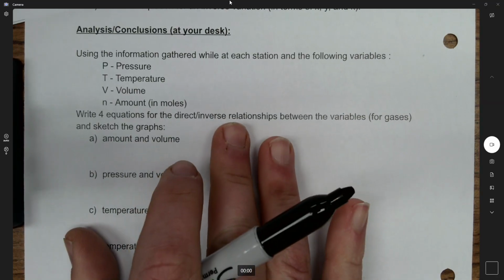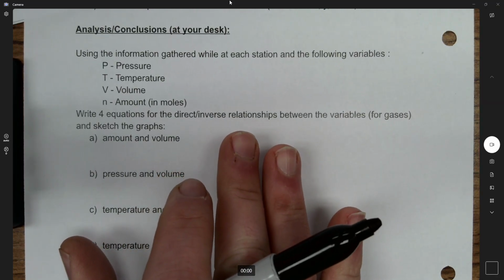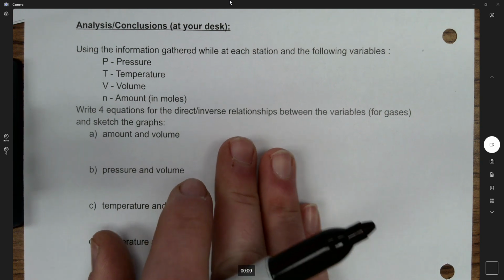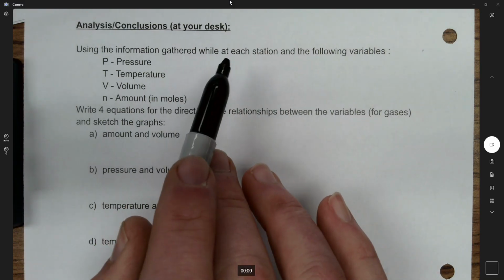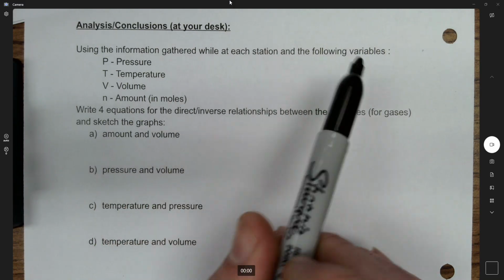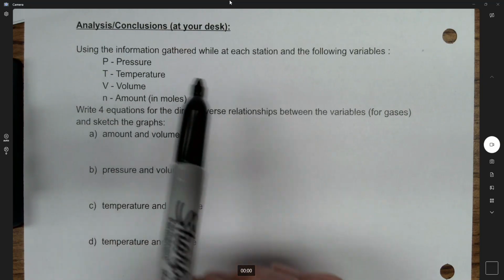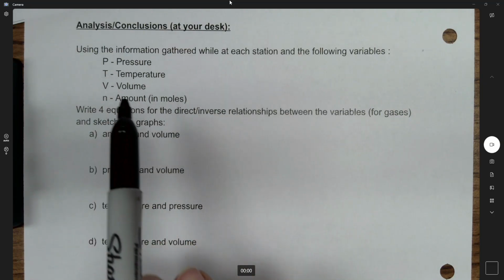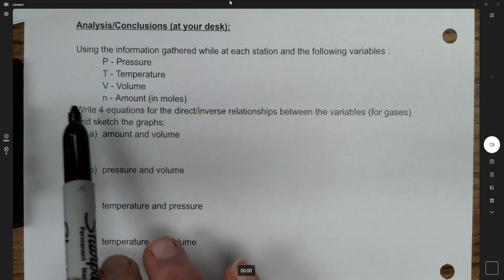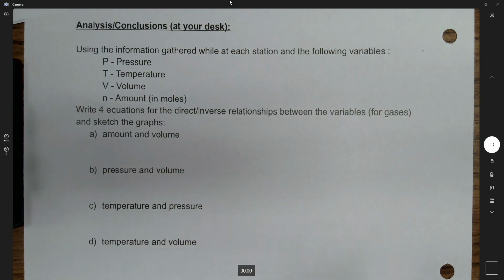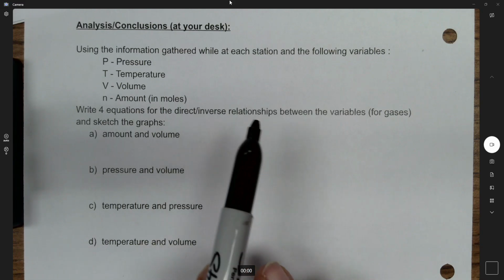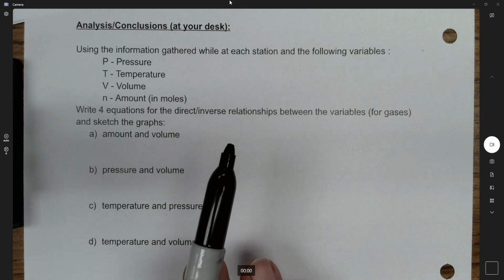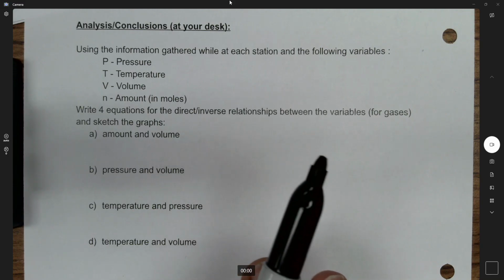In the analysis conclusion questions, guys, this is what I want us to focus on. Using information gathered while at each station and the following variables: P standing for pressure, T standing for temperature, V for volume, and N for the amount. Because we're in chemistry, we're going to keep everything in moles. Write 4 equations for direct and inverse relationships between the variables, and do a quick sketch of a graph.